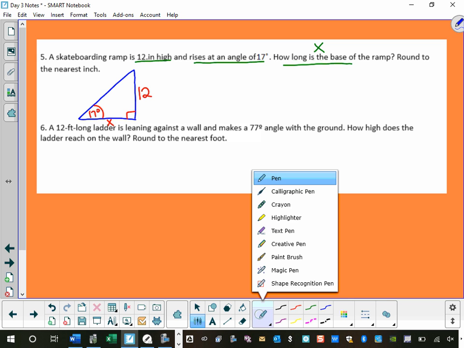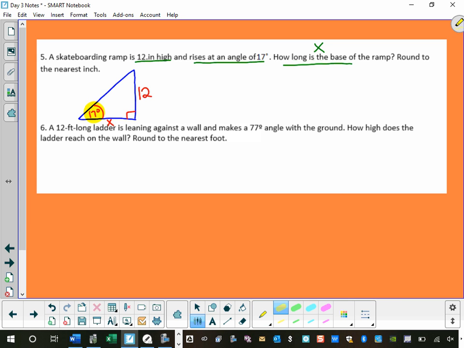If we highlight our angle here, my angle is 17. Opposite, hypotenuse, or adjacent? What do we get for 12? That's my opposite. What do we get for x? Adjacent. Which trig function has O and A? Tangent. Good. So tangent of 17 is equal to opposite over adjacent, which is x.